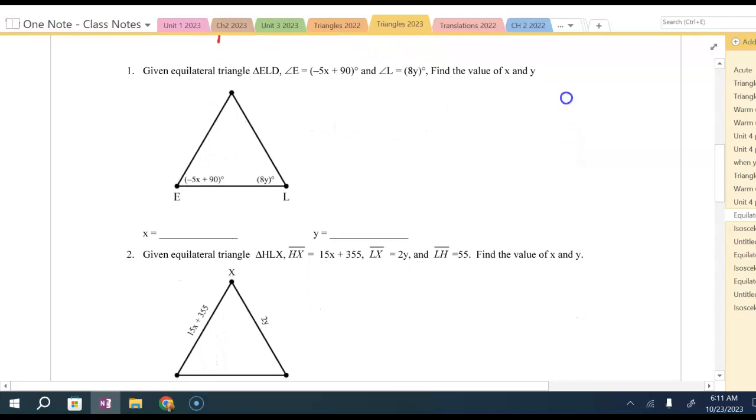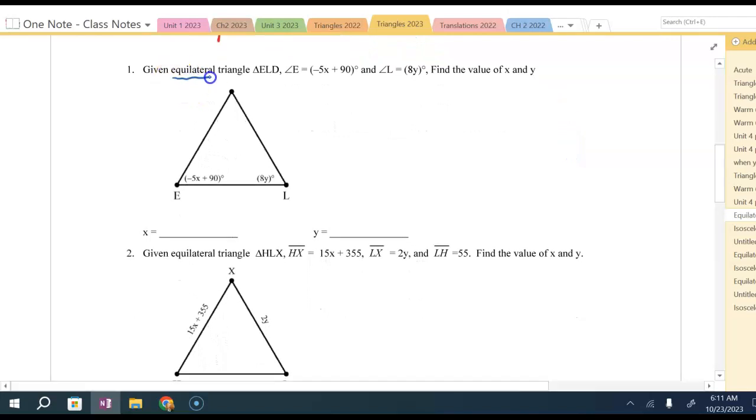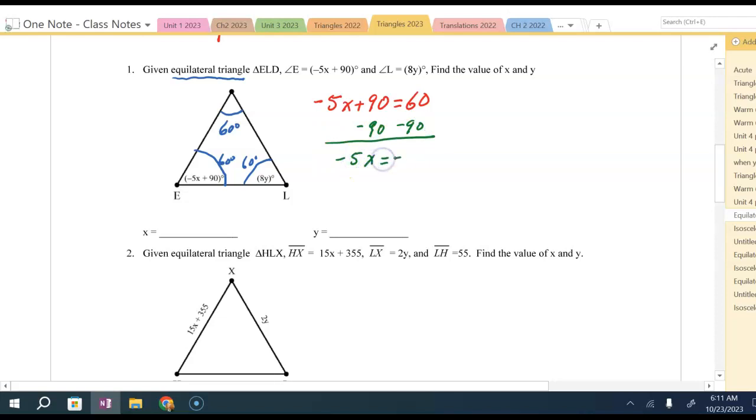If we look at problem number 1, because we are told this is an equilateral triangle, that means every angle is 60 degrees. So to solve for x, negative 5x plus 90 is equal to 60. We'll subtract 90 from both sides. So negative 5x is equal to negative 30. Divide by negative 5. And x is equal to 6.